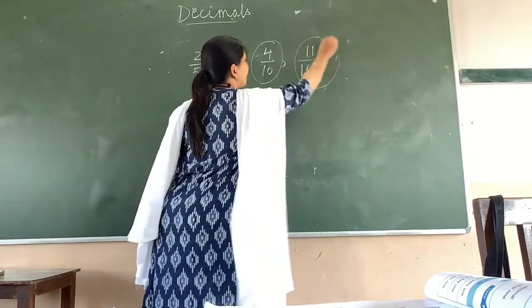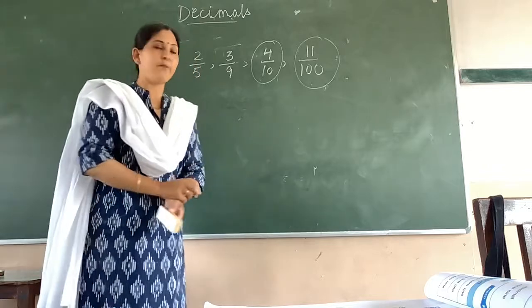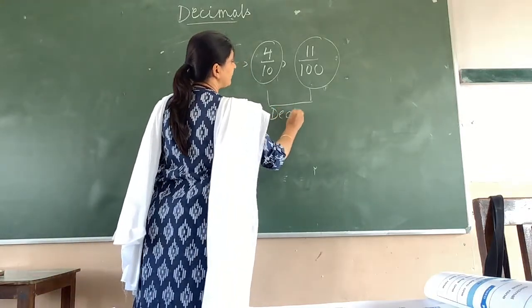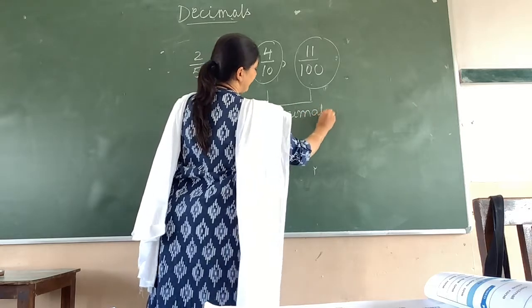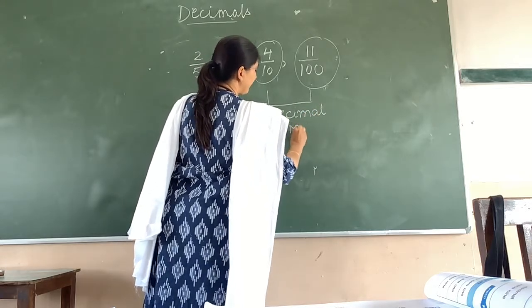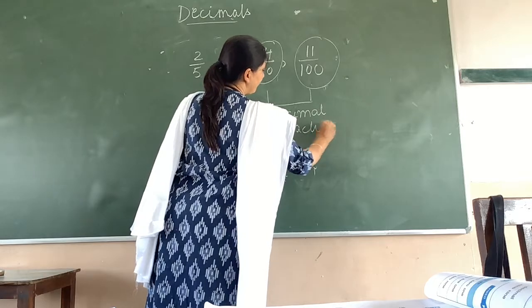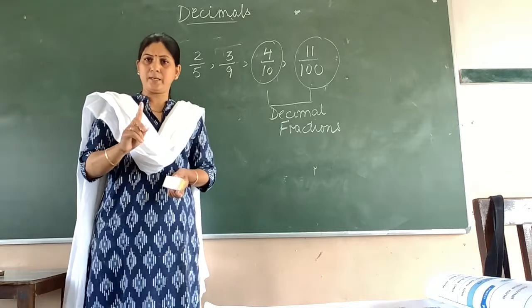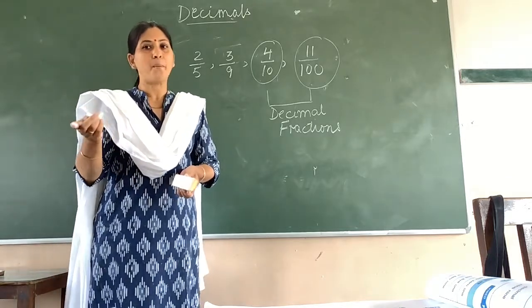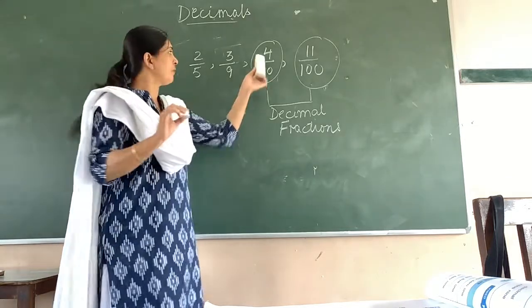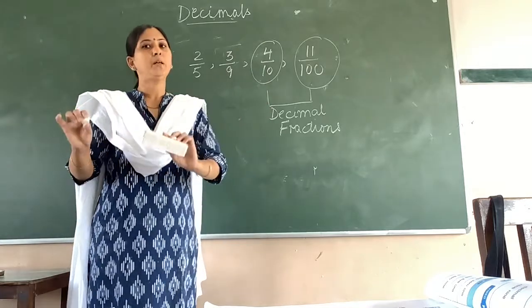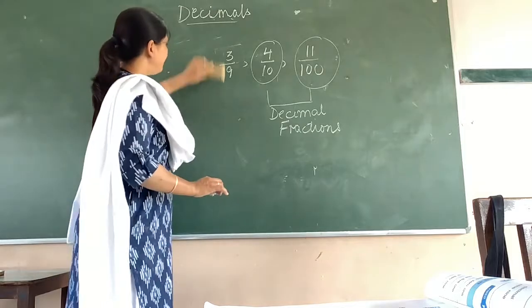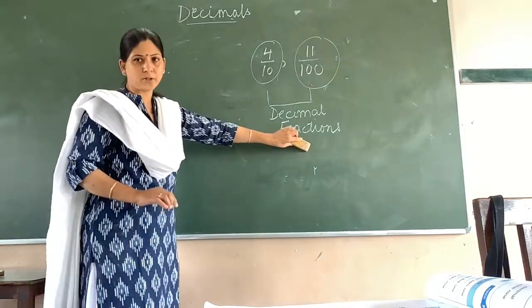11/100, this fraction, the denominator is 100. So both of them are what? They are decimal fractions. Now fractions can also be written in decimal form. Using a decimal point, we can write the fractions. We will learn how to write fractions in decimal later. Okay, now, so you know what are decimal fractions?